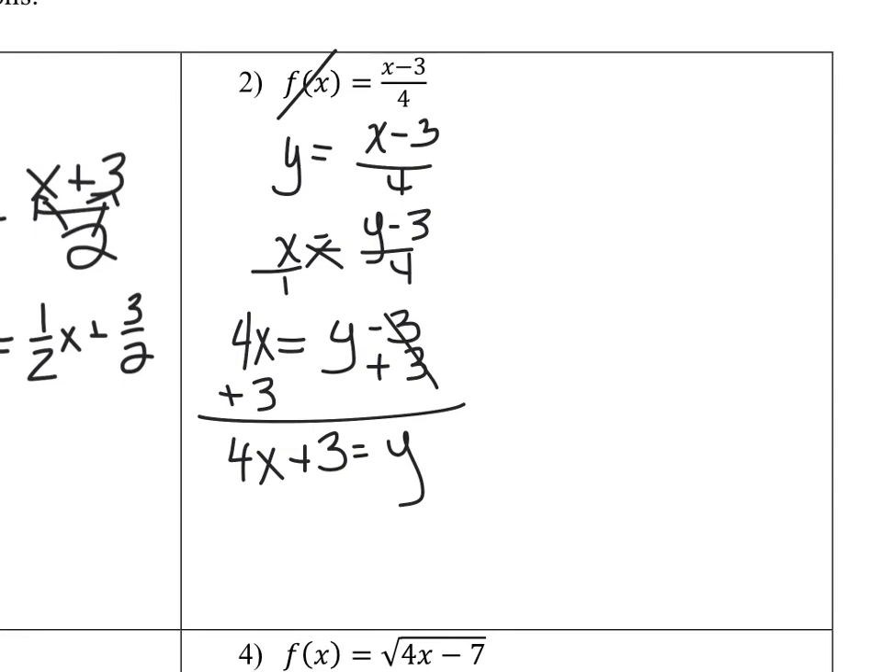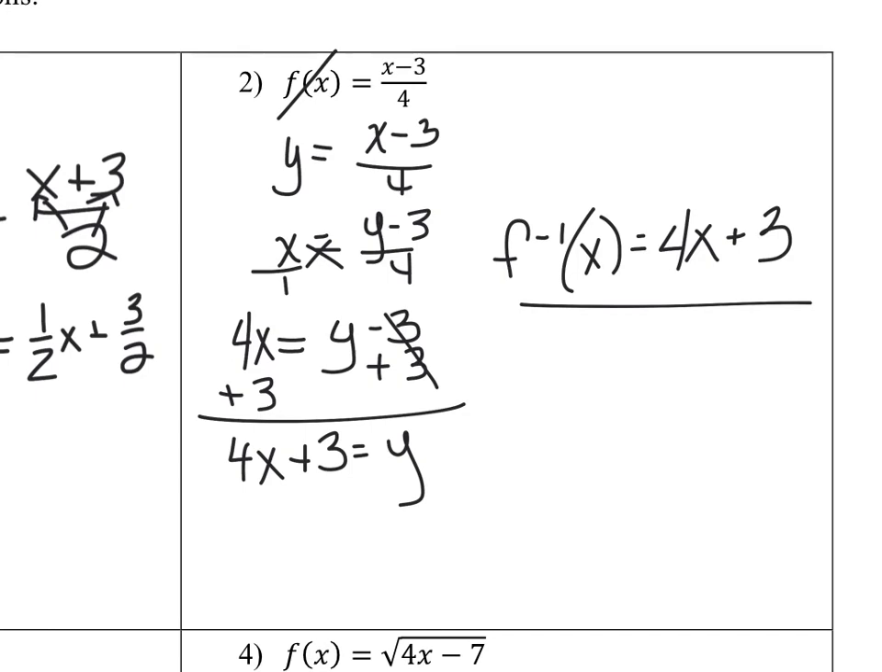You know how to solve an equation. And you just have to make sure that you combine your like terms when appropriate. And right here there haven't been. So 4x plus 3, that is your inverse.